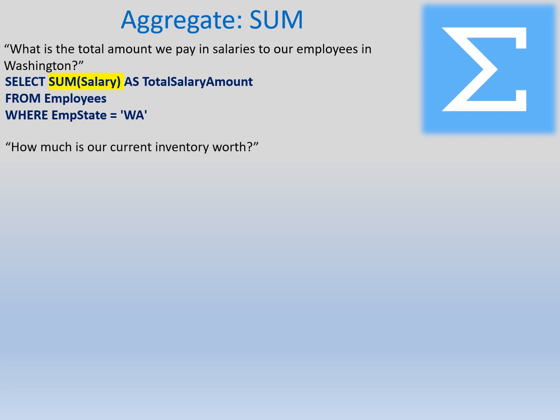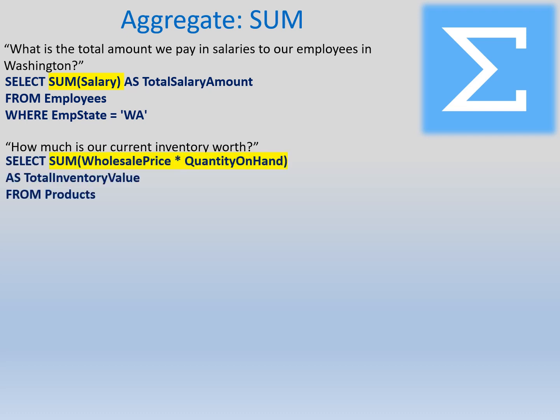The next query, how much is our current inventory worth? To calculate inventory, we must multiply wholesale price with quantity on hand. Notice the calculation is within the parentheses of the sum aggregate. We don't have a condition for the where clause in this query.